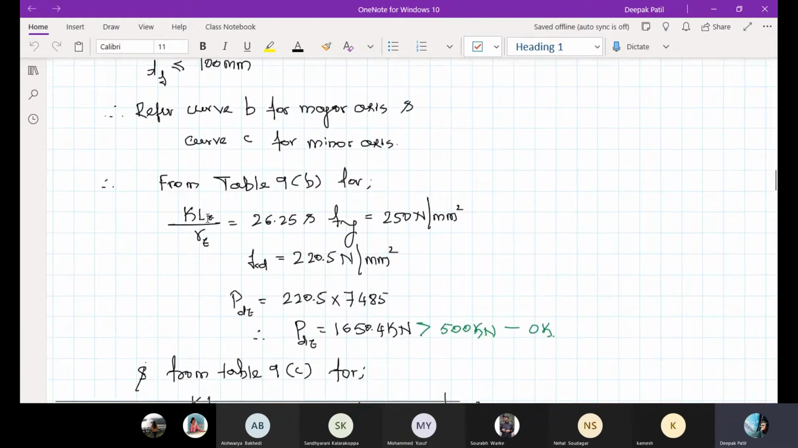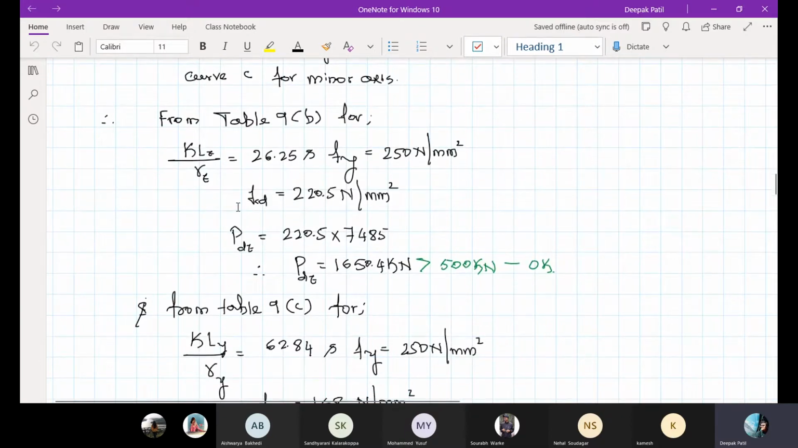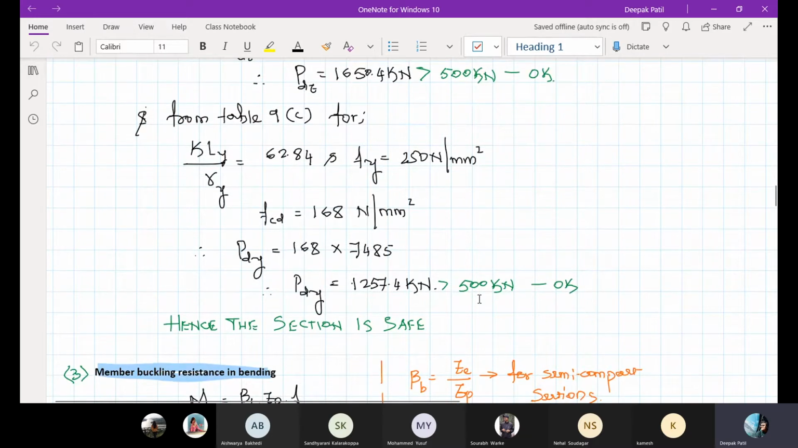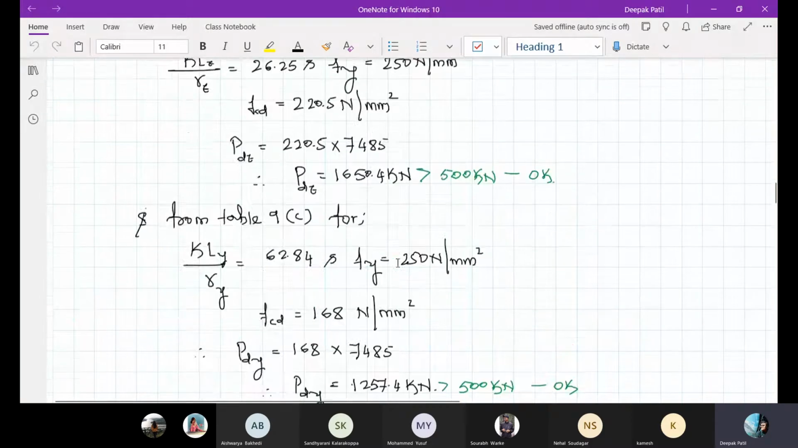From table 9B, for KLZ by RZ equal to this much and Fy equal to this much, I can find FCD, the design compressive stress. Based on this, I can find PDZ, the axial compressive capacity of the column along major axis, which is simply FCD multiplied by the cross sectional area, and it is 1650.4 kilonewton, which is more than 500 kilonewton, so it is okay. Similarly, you refer table 9C, find FCD and PDY, and that is also more than 500 kilonewton, hence it is okay. So the section is safe against what?